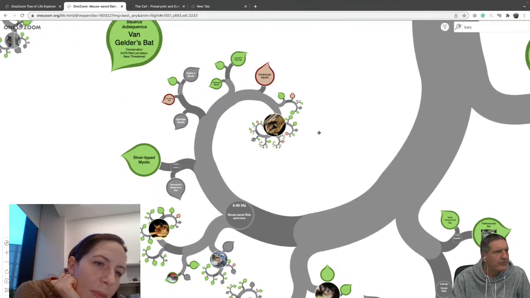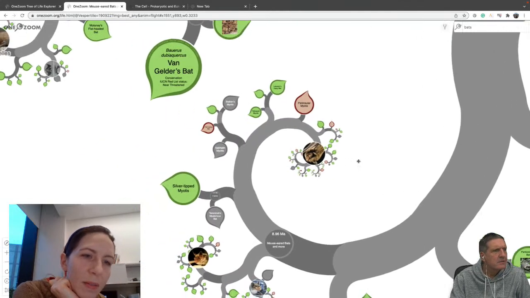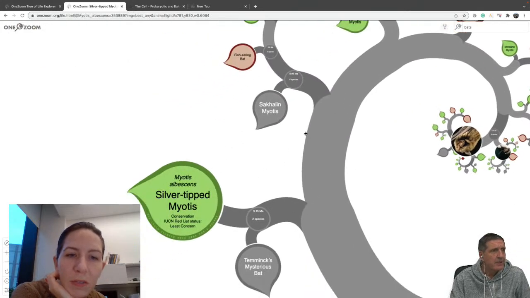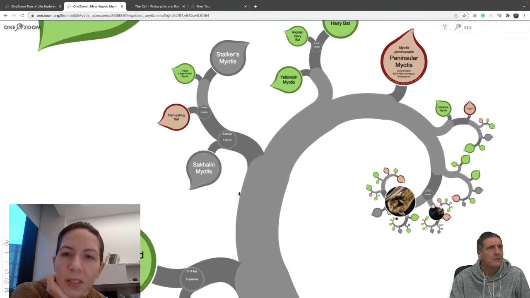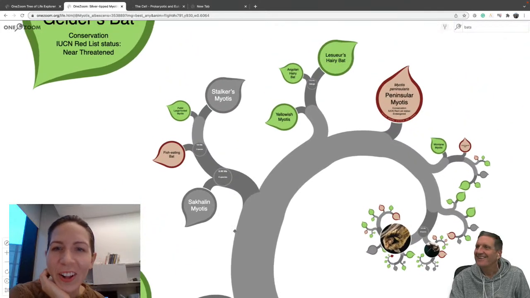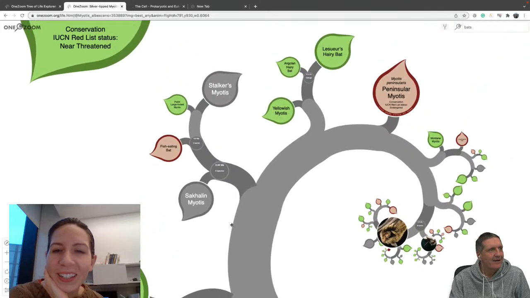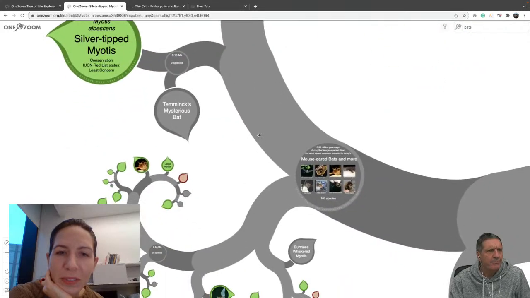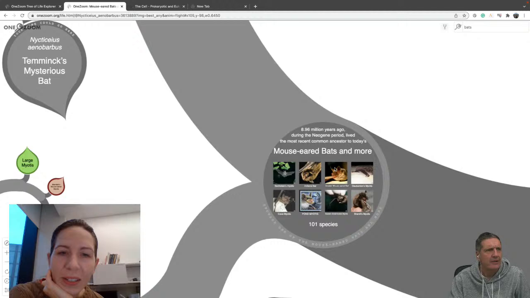Silver-tipped... Oh, there's myotis. Some myotis. That's good. What I study is myotis. There's a bunch of them though. These are all myotis. Wow, I don't really know where it would be in this. There are Mouse-eared bats and no names. That's where they come from, 8.9, so it's about 9 million years ago, right?